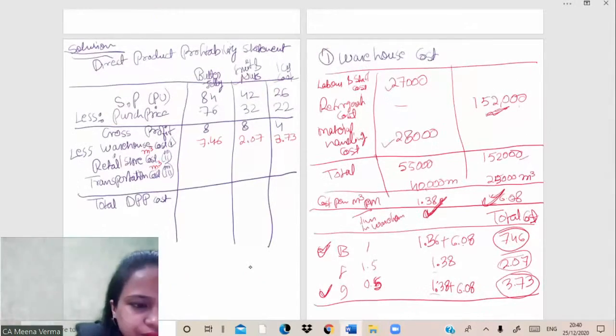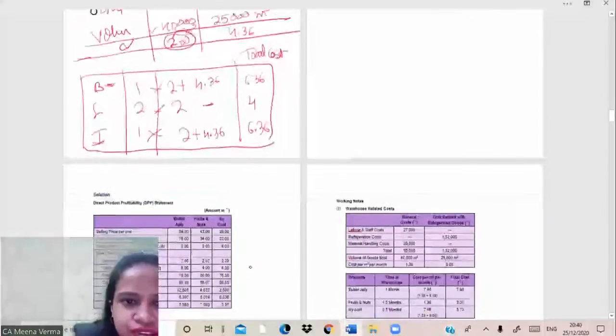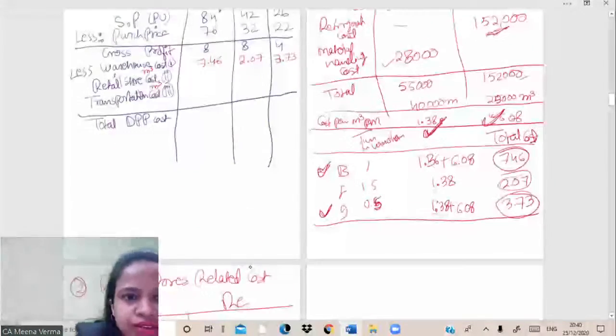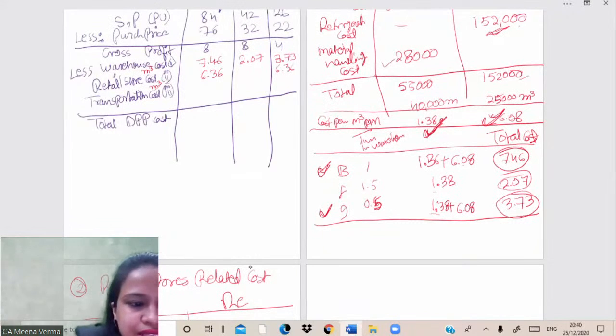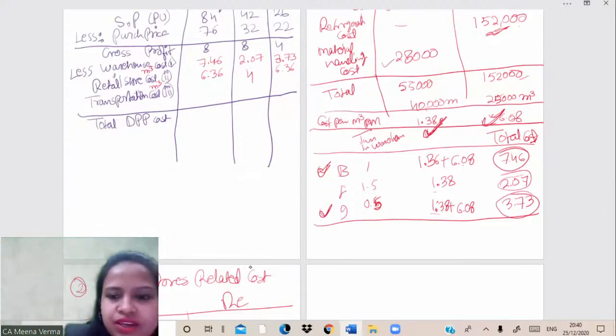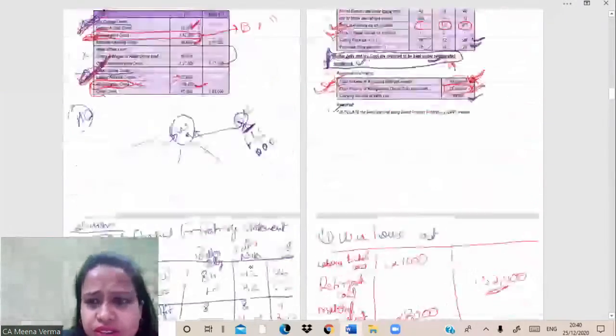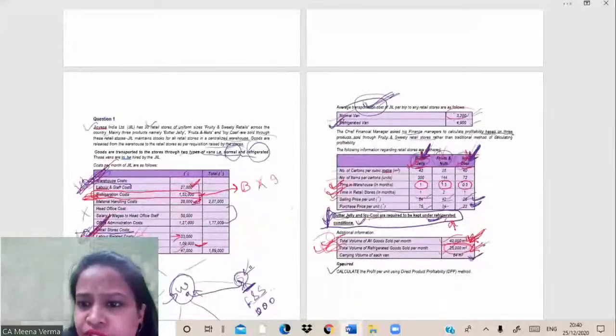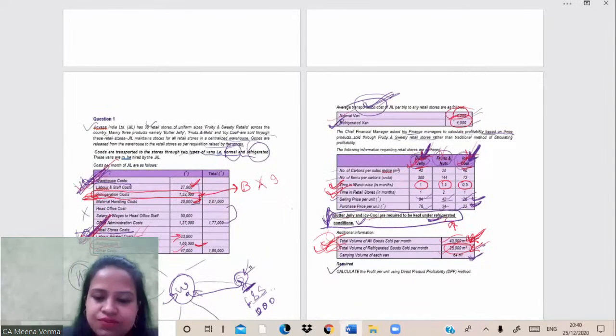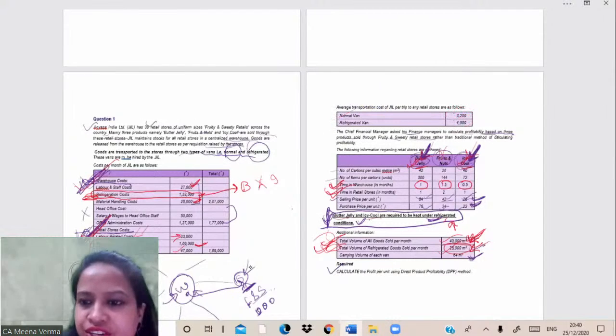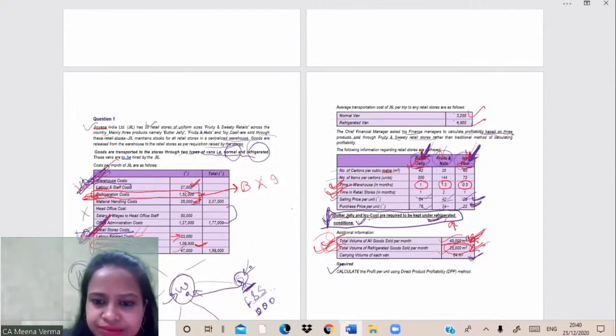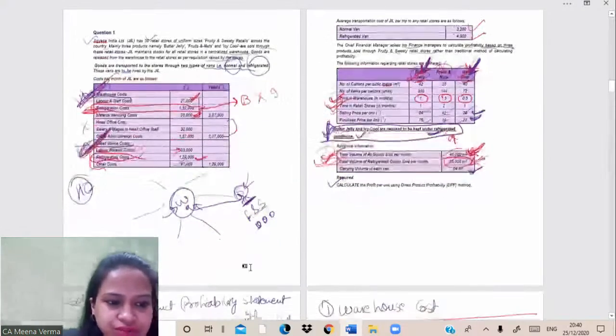Put this value here, and the value which you will get here, put it here. 6.36, and what else? 4. Okay, now let us calculate the third cost. The third cost is the normal van cost, and this is the transportation cost, the cost which they are incurring for the refrigerated van and normal van. Transportation cost.